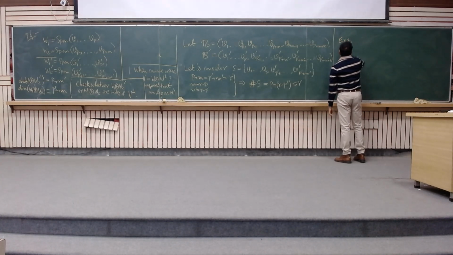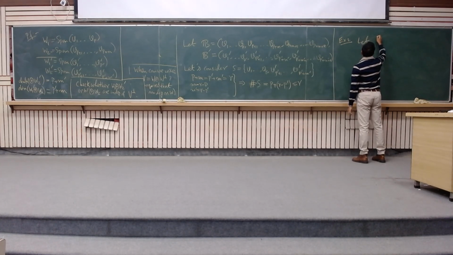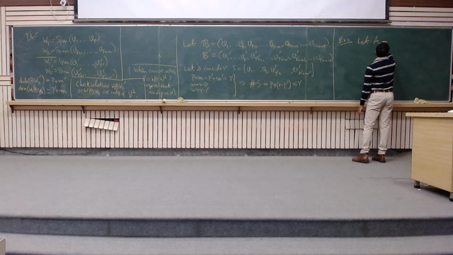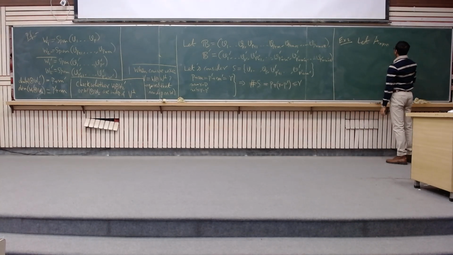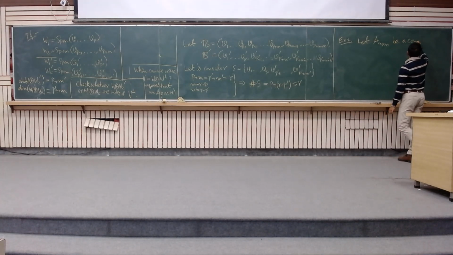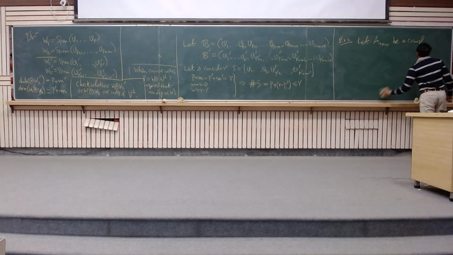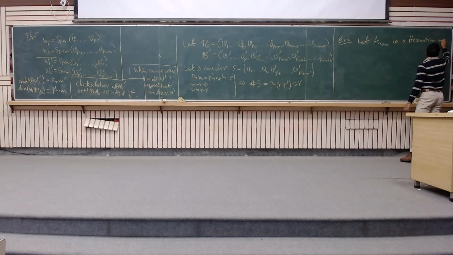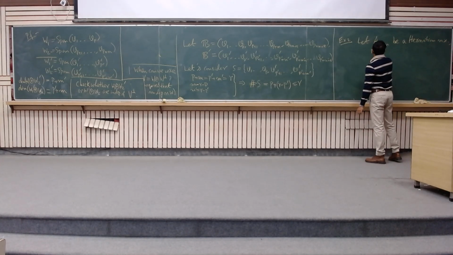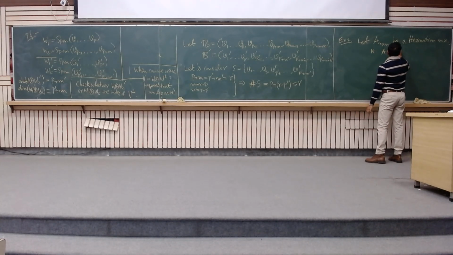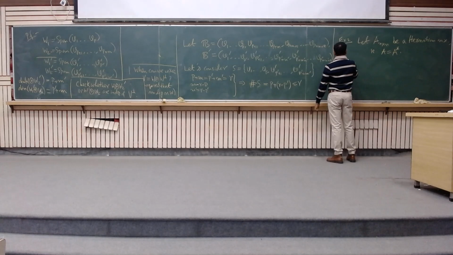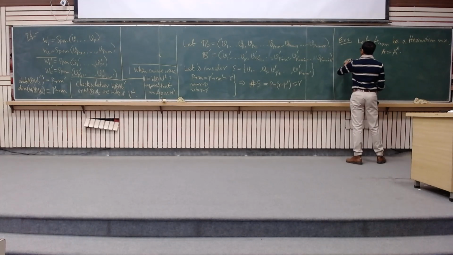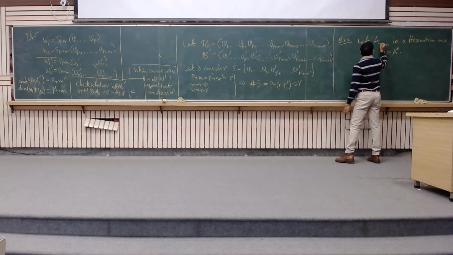Exercise 2, say, let A, n cross n, be a complex matrix, a Hermitian matrix, sorry. That is, A is equal to A star. Show that. Okay, before we write show that, we have to define some more things. So some submatrices of A.